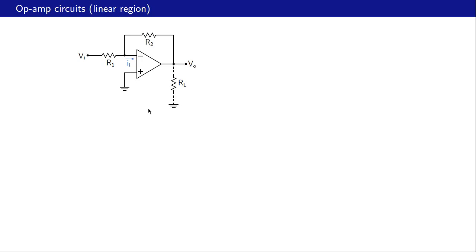Let us start with this circuit here. The non-inverting input of the op-amp is connected to ground. That is the input voltage. That is the output voltage. And we will work out the relationship between the input and output. The load resistance is connected here, and we have shown that with dashed lines because we will see that whether we connect RL or not, the functionality of the circuit does not change.